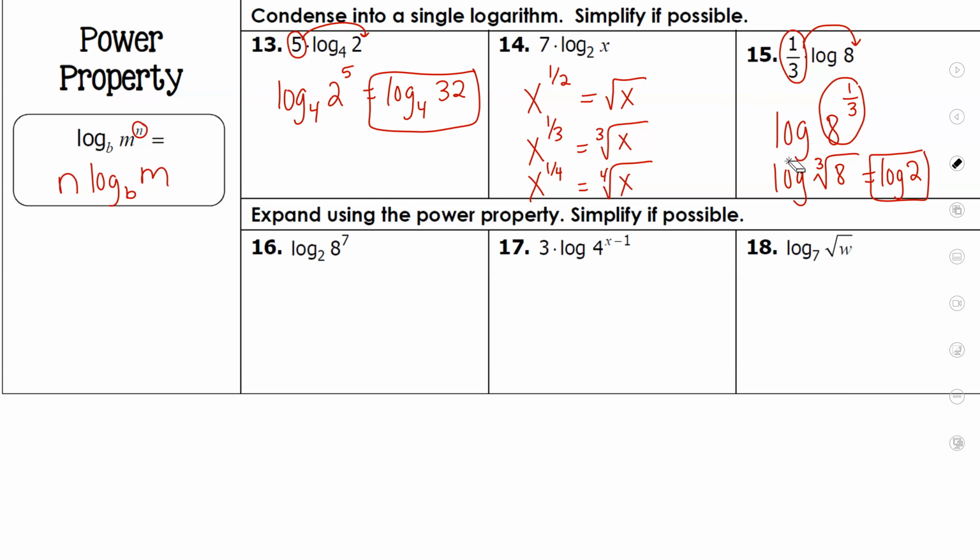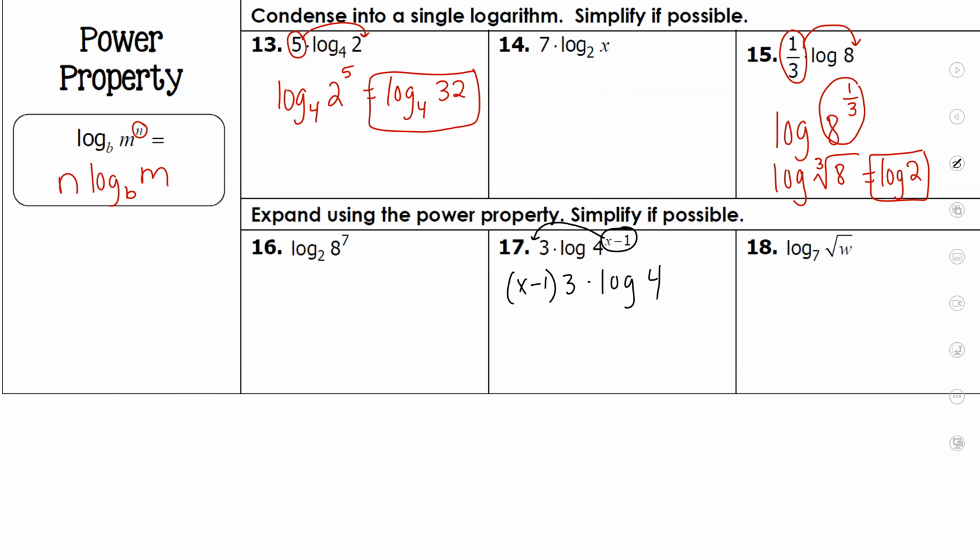All right, let's go ahead and do some expanding using the power rule. Okay, so I'll do this one here. This exponent, or this power, will go to the front. So this will be x minus 1 times 3, times log of 4. And we can combine this. 3x minus 3. And then you have log of 4.